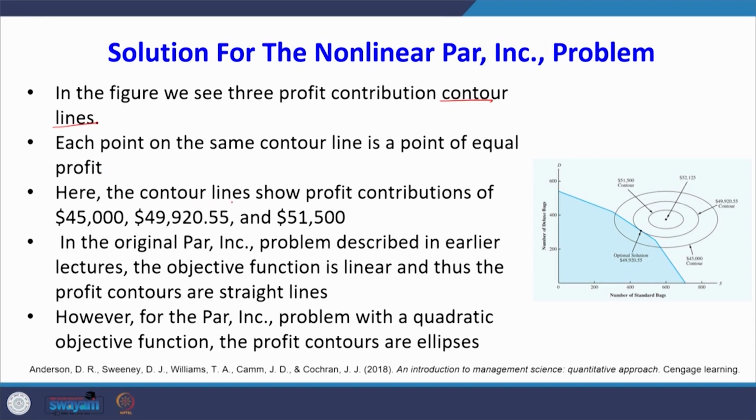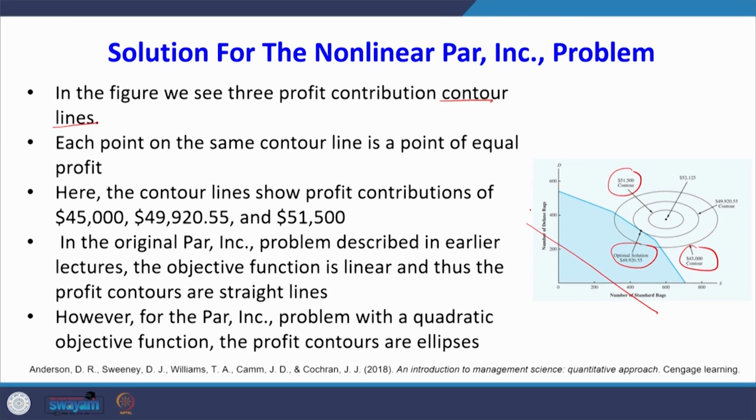Here the contour lines show the profit contributions of 45,000, this one, 49,920, this one, and 51,500, this one. In the original problem described in earlier lectures, the objective function is linear and thus the profit contours are straight lines.